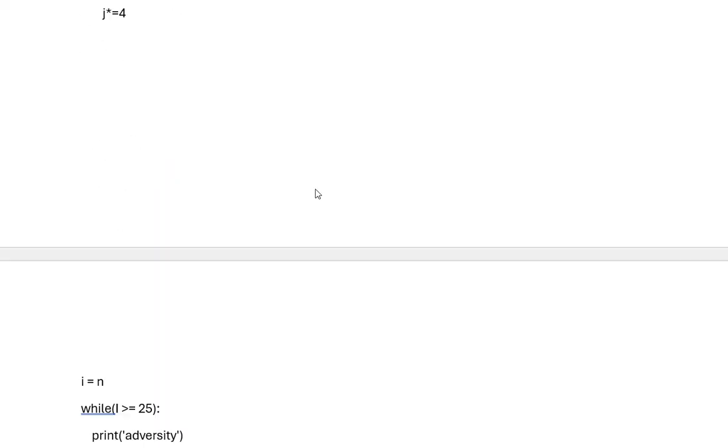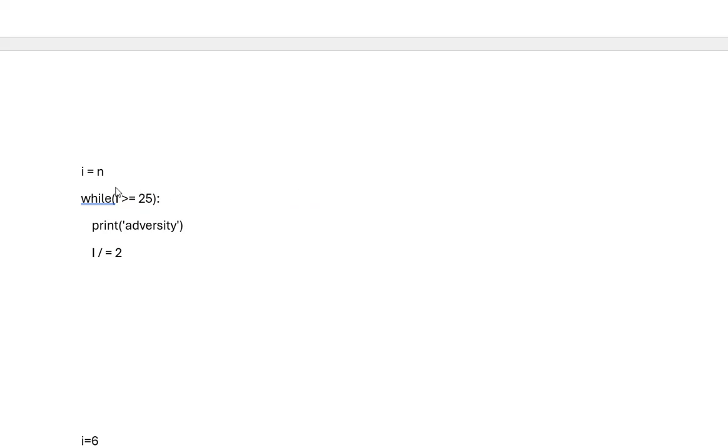So let's go see what we have left. We'll start out, we'll initialize i at n. Let's say that should be a little i. While i is greater than or equal to 25, let's print adversity. And then we're going to say i equals i divided by 2. So we're decreasing the value of i as we go through it.